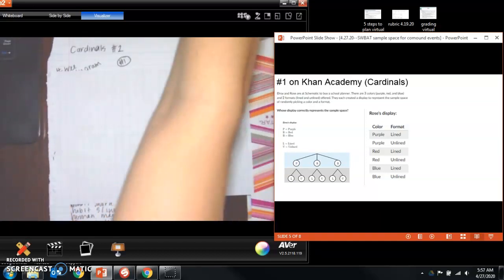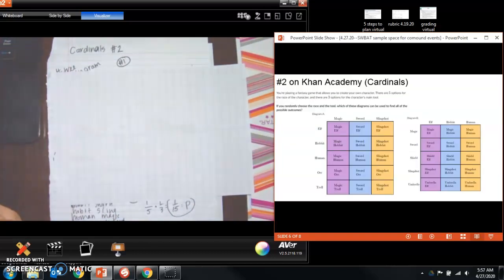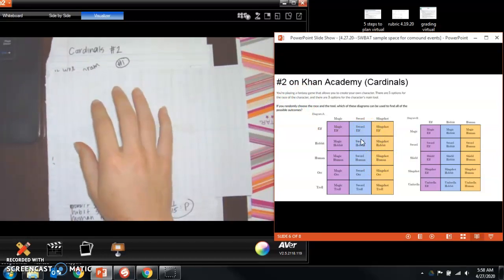Moving on to criteria for success number 2, it says you are playing a fancy game that allows you to create your own character. There are 5 options for the race of your character, and there are 3 options for the character's main tool. If you randomly choose the race and tool, which of the diagrams can be used to find all of the possible outcomes? So no, these are not tree diagrams, but we are going to use a tree diagram to make sure that the sample space is aligned.